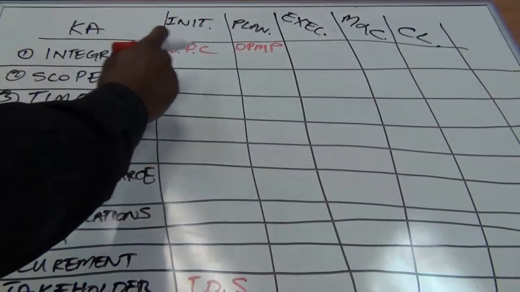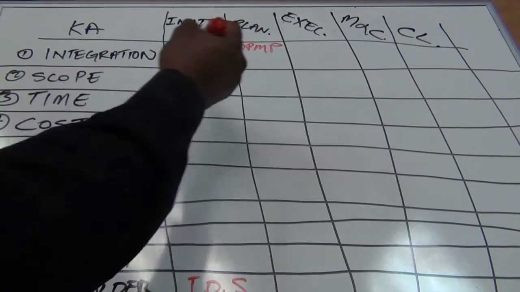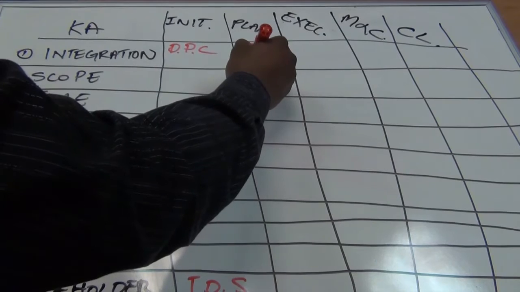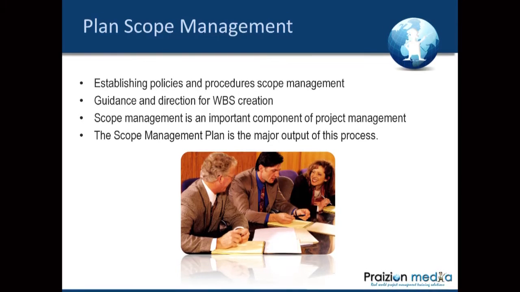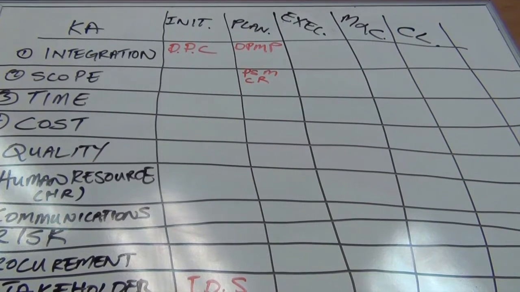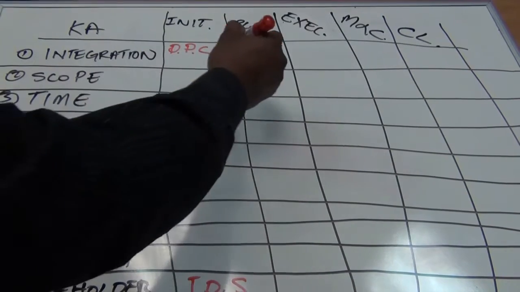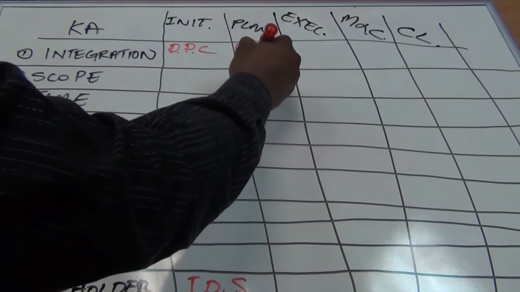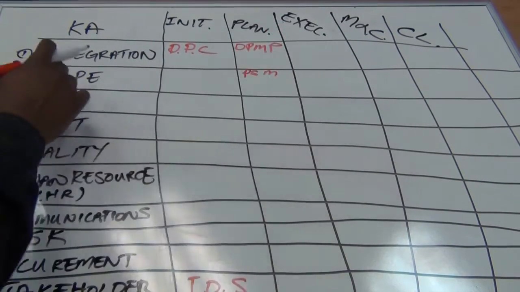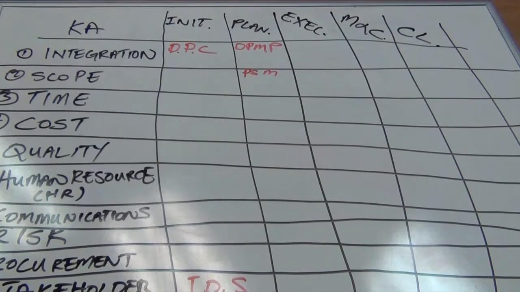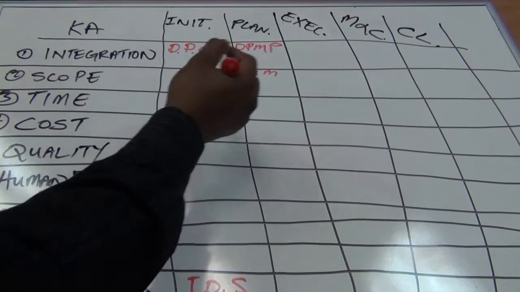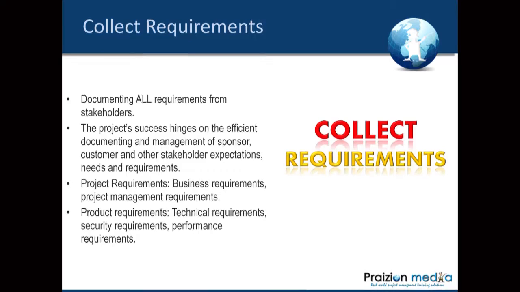The next process within scope management is called Plan Scope Management, which is putting together a scope management plan. Putting together a plan for how scope will be managed on the project in totality. The next process is called Collect Requirements. I'm just going to refer to that as CR for Collect Requirements. Collect Requirements is all about putting the requirements together.